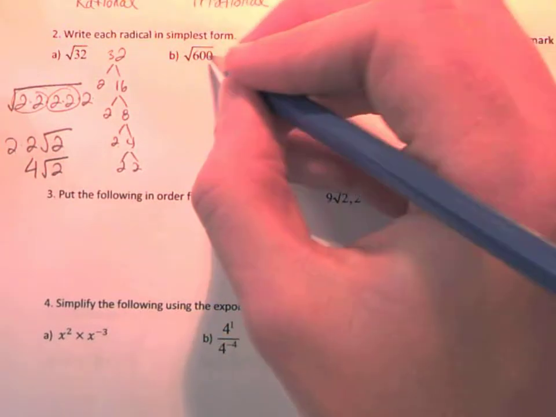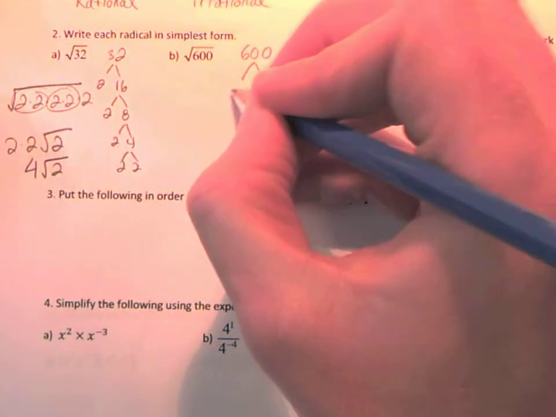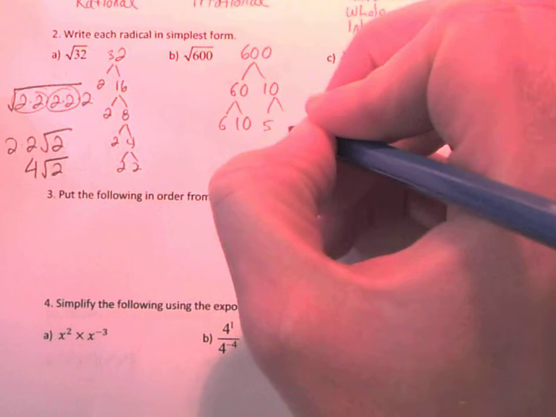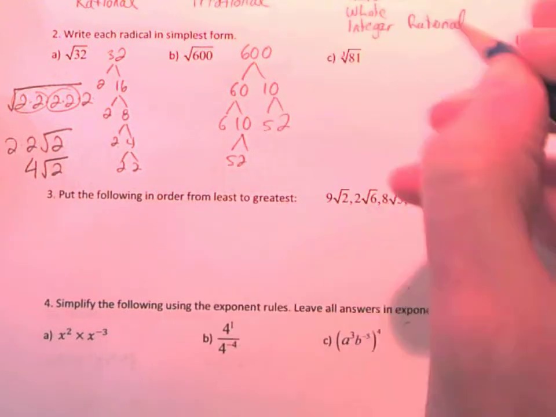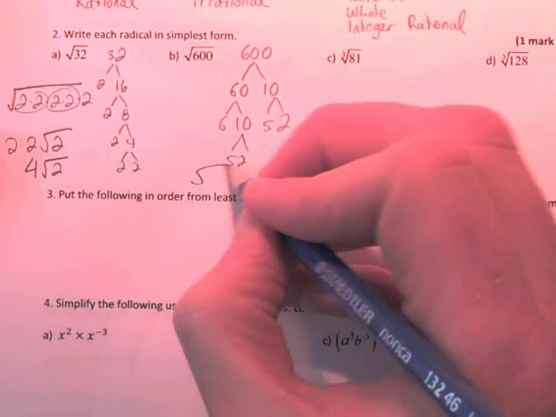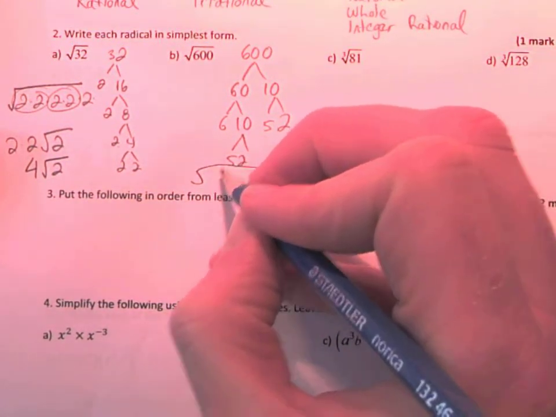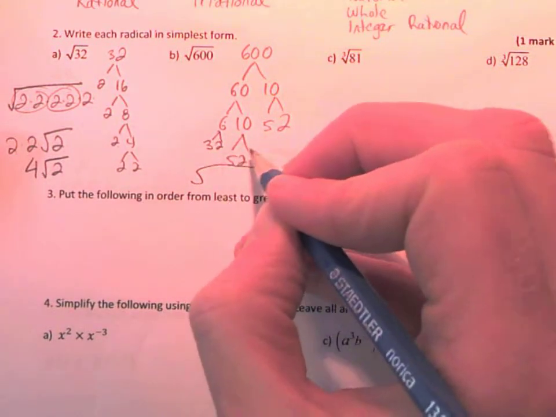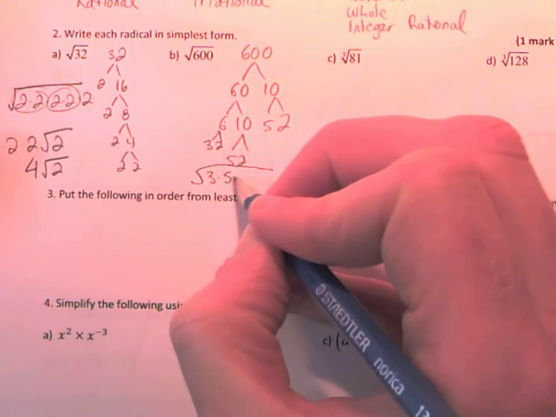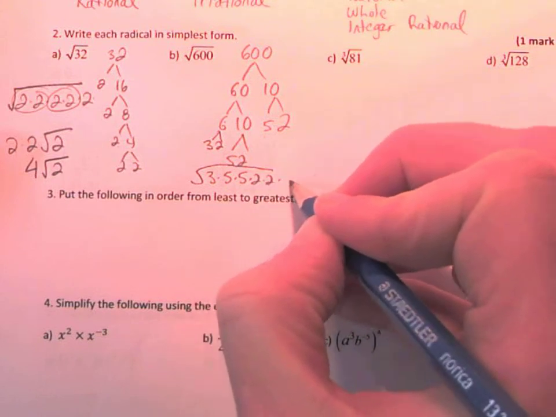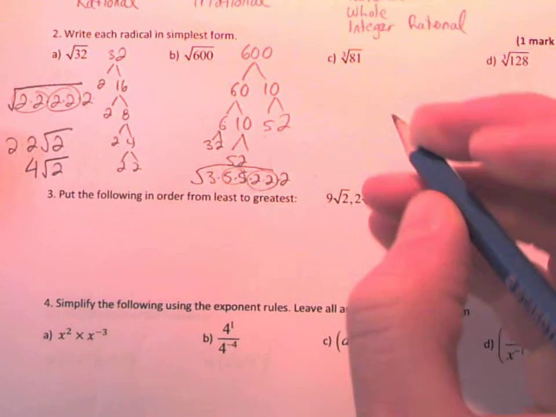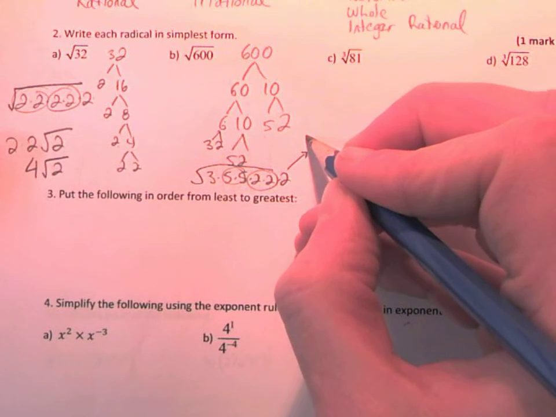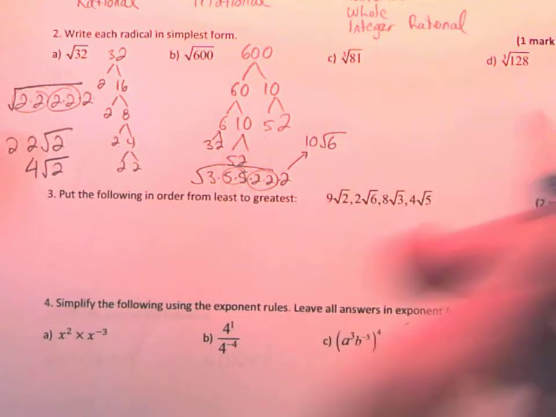Okay, so again this one, 600, we have to prime factor. So we know 60 and 10 work there, we know 6 and 10 work there, and we know 5 and 2 there, and 5 and 2 there. So overall it's going to be the square root of 6, which is a 3 and a 2. So it's 3 times 5 times 5 times 2 times 2 times 2. So we can take two 5's out and two 2's out. So this can be 5 times 2, 10, root 6 overall.